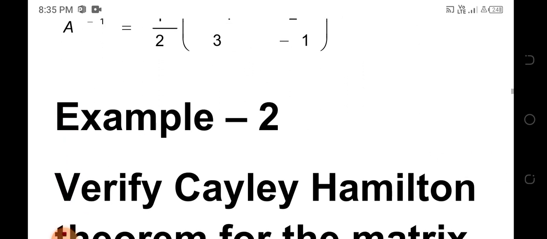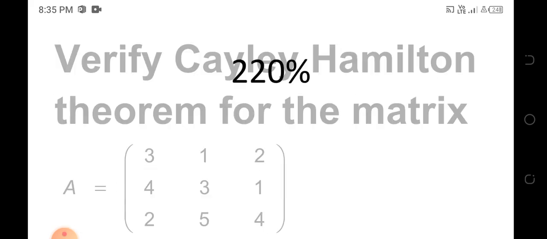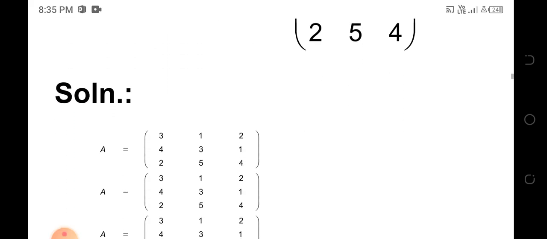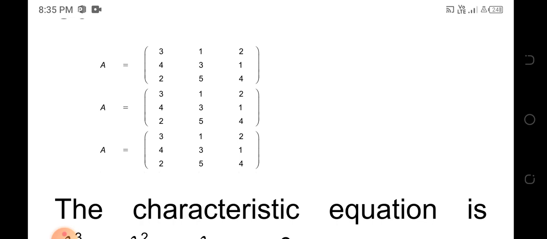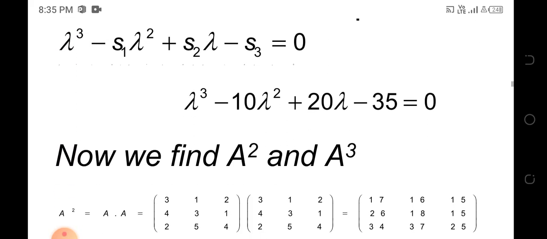So now we'll see the next example, a 3 cross 3 matrix, that is, verify the Cayley-Hamilton theorem for the matrix A equal to 3 1 2, 4 3 1, 2 5 4. So this is also a square matrix. Just go through it. They have given that A value. What they've done here: first you have to take the A value, and then after that, you have to find out the characteristic equation.